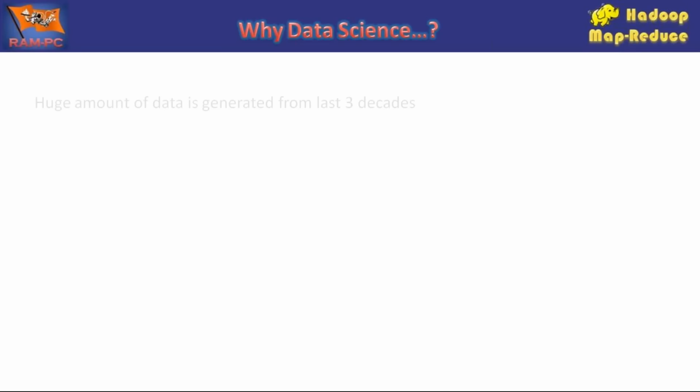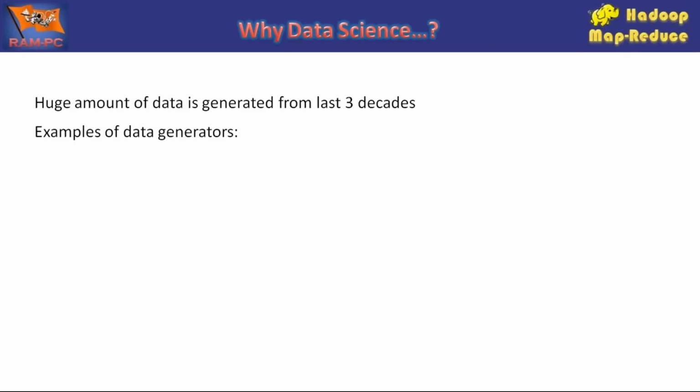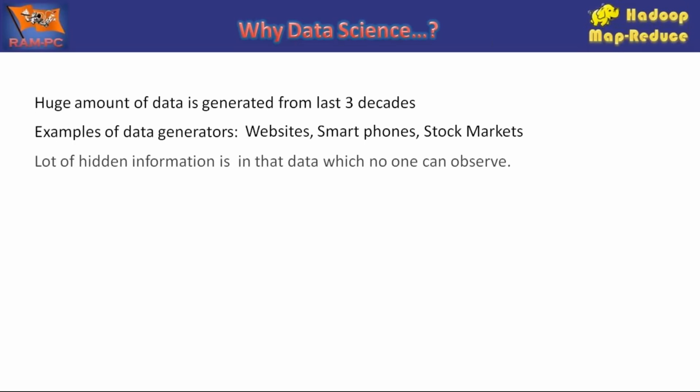So let us see. Here a huge amount of data has been generated over the last number of years. How, and what are the data generators? They are websites, smartphones, stock markets. All these are data generators. And as you know, a lot of hidden information is available. So what is that hidden information?